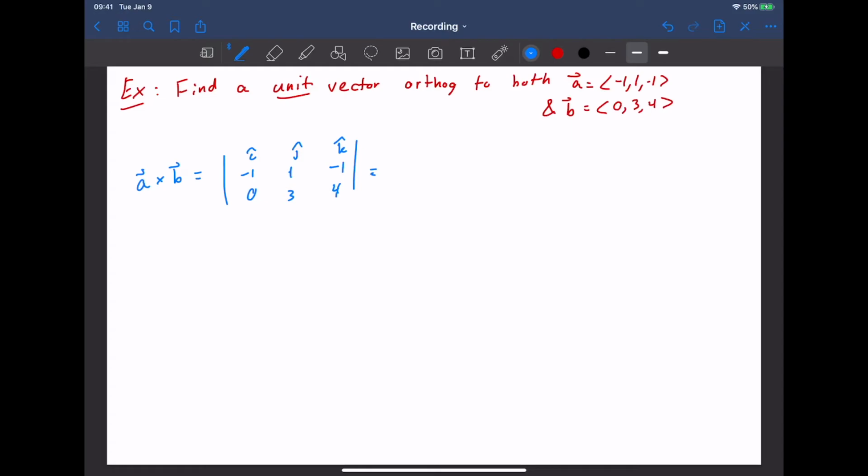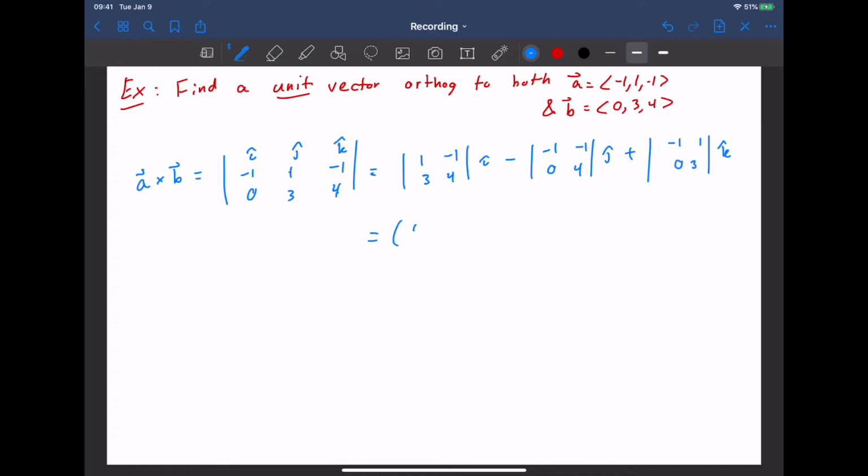3, 2, 1. So I'd have the minor with 1, -1, 3, 4 with i, minus the minor with -1, -1, 0, 4 with j, plus the minor with -1, 1, 0, 3 with our guy k. Did you get that right? Did you make mistakes? Literally try covering up that part of the screen with that column, with that row.